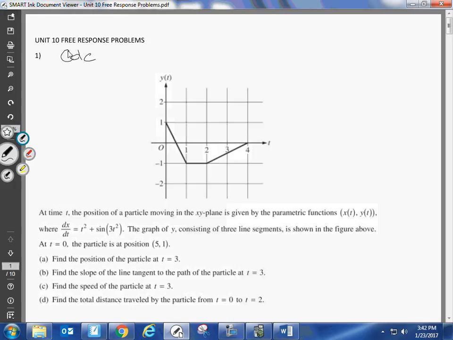You can't take the antiderivative of dx dt. So you need to use the application of the fundamental theorem of calculus to find x of 3, which is that x of 3 will equal x of 0 plus the integral from 0 to 3 under x prime. And then you got to do y of 3, which is not hard.